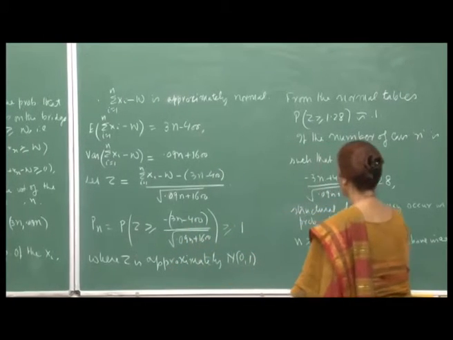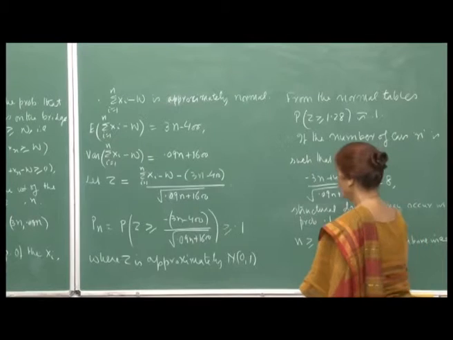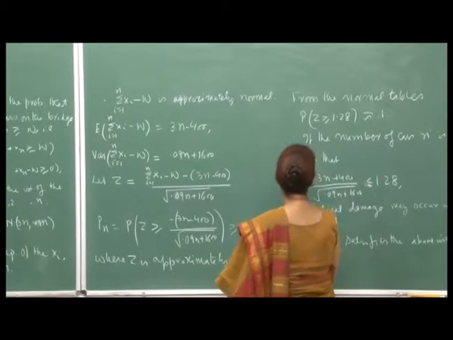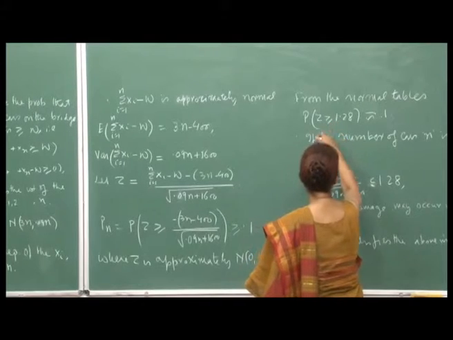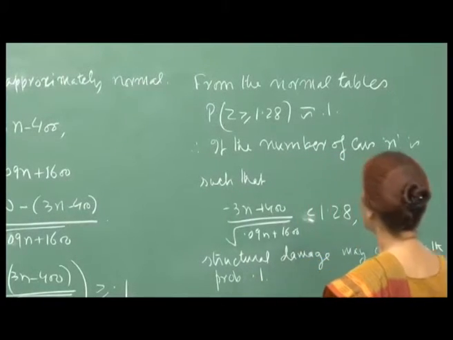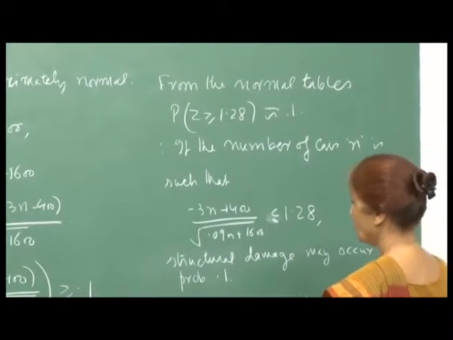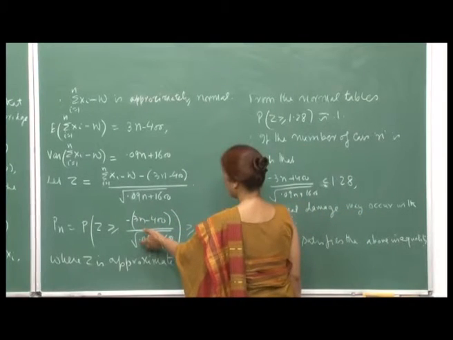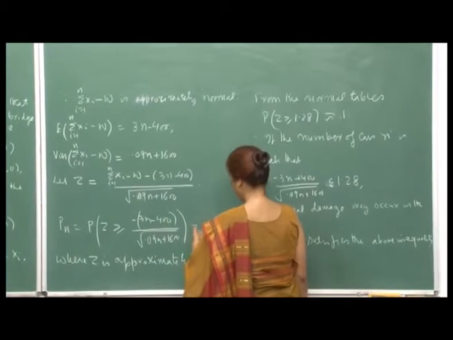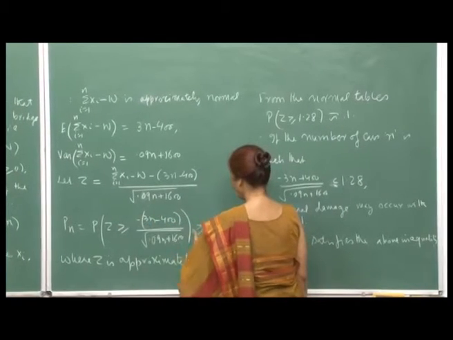Yes. And so, we look up the tables for the standard normal, and we find that when z is greater than or equal to 1.28, this is approximately 0.1. Okay. So, from the normal tables I get that this number should be 1.28 for this to be equal to 0.1, and therefore, greater than or equal to what you want.